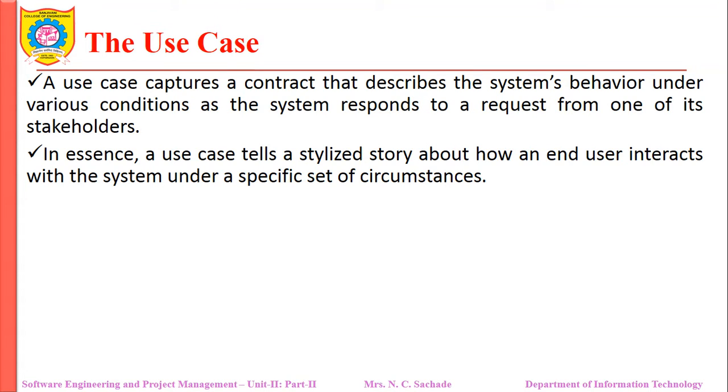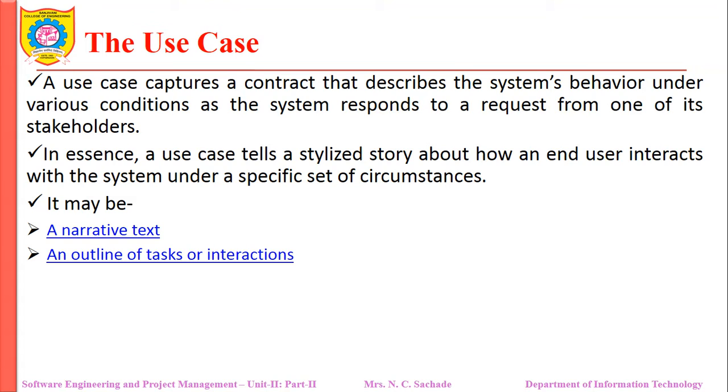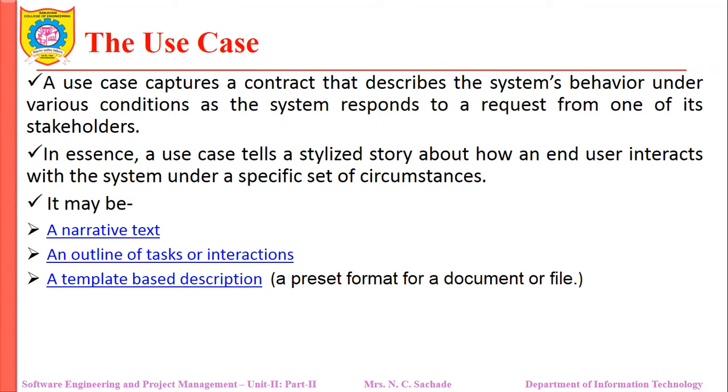In essence, a use case tells a stylized story about how an end user, that is an actor, interacts with the system under a specific set of circumstances that we are going to represent in use case. So how can we write the use cases? It may be a narrative text. I can just go to the customer and narrate. The customer is narrating to me, and I can keep on writing what they are expecting from the system. I can prepare an outline of tasks or interactions. We can also have a template based description of what a customer wants, and we can represent them diagrammatically. We are going to take a tour of all of these ways of writing a use case.